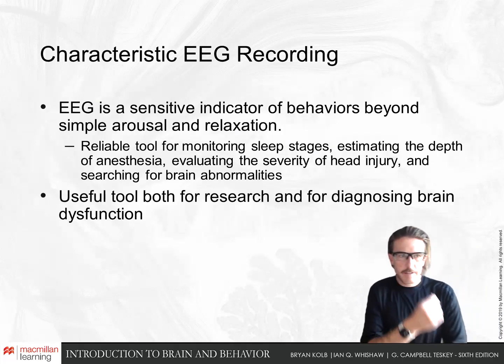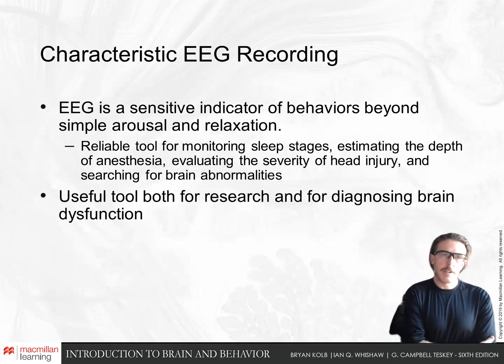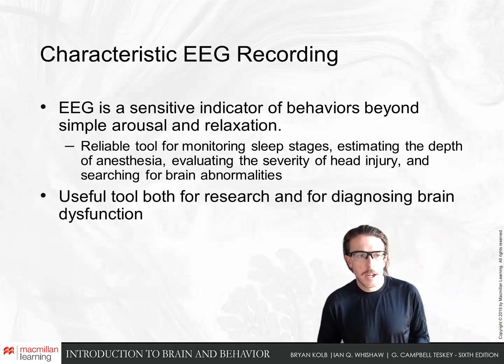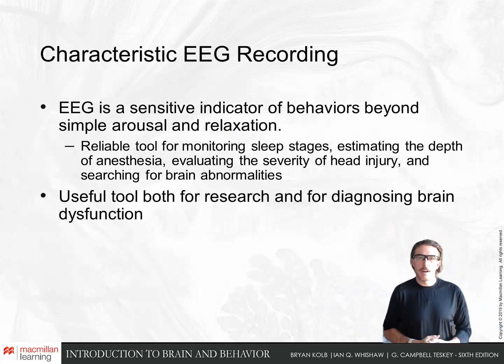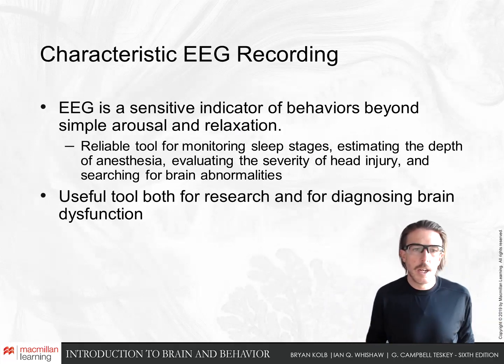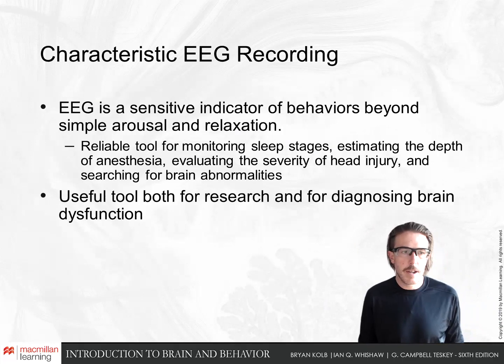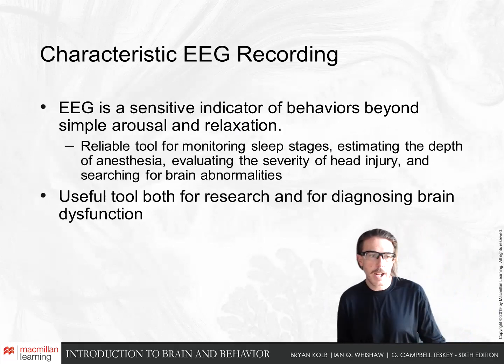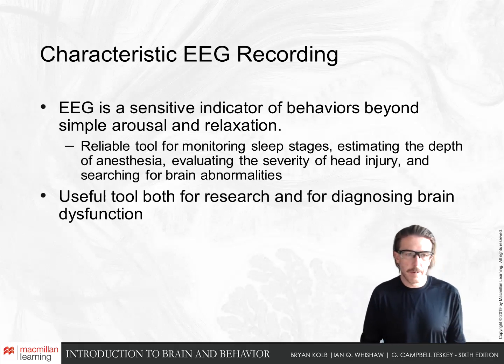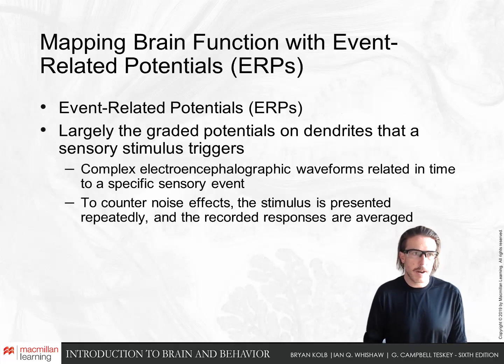So we can see EEG as an indicator of not just arousal and relaxation, these general changes throughout the day, but it can also be used, for instance, to measure our sleep stages. It can be used to measure how much anesthesia we need during a surgery. It can be used to estimate the severity of a head injury and to identify brain abnormalities like epilepsy. So it's a very useful tool for research, what we do in my lab, and also for diagnosing dysfunction of the brain.